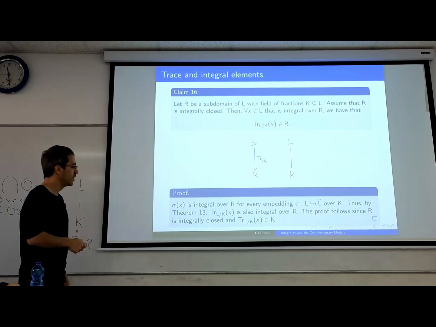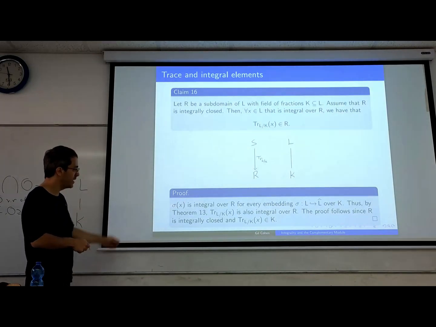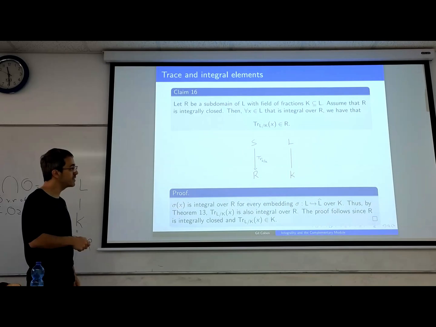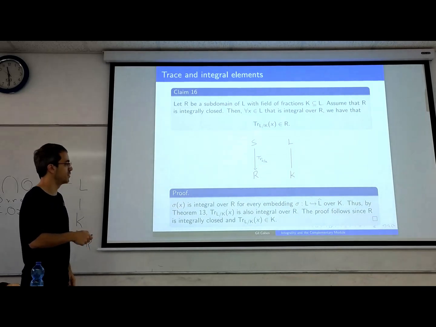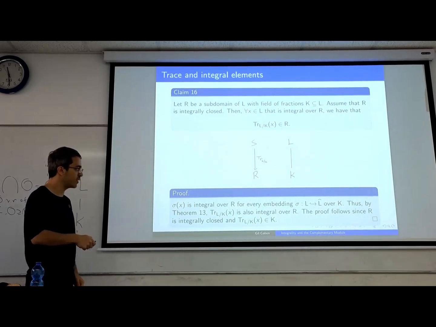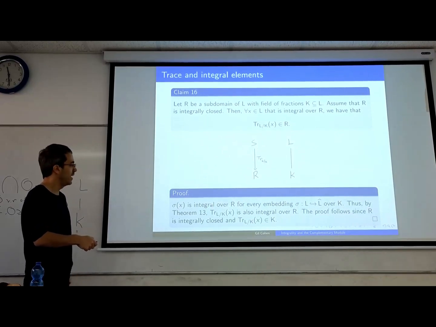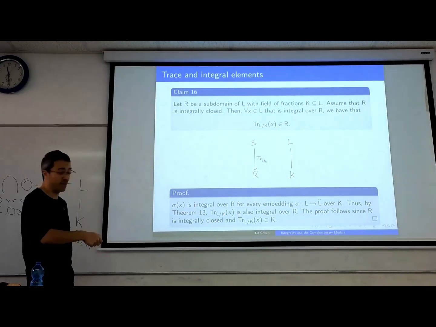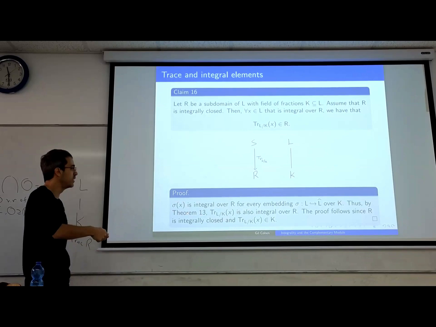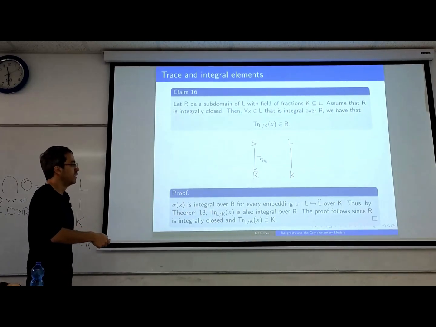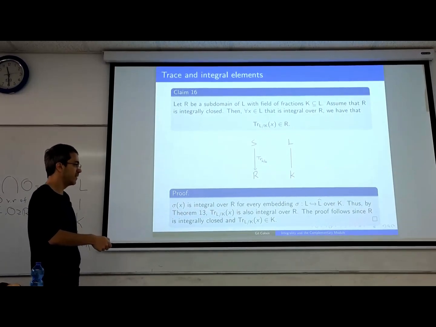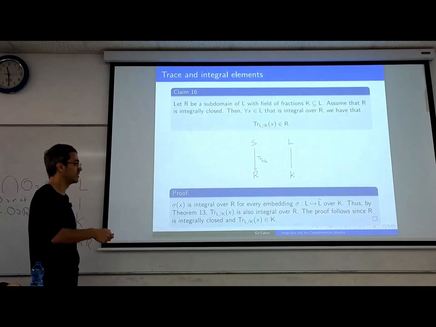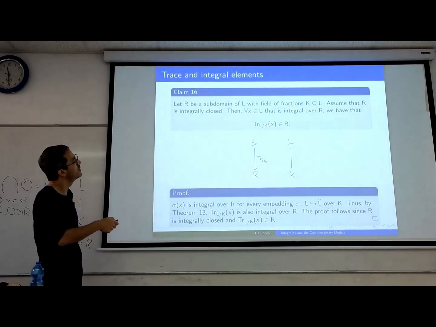So why is it true? We know that sigma of x, any K-conjugate of x, where x in L is integral over R, is also integral over R. We said that, the same witness. And so the trace, which is just a function of all of those, is integral over R as well. It's just a function of things that are integral over R. And we know that R is integrally closed by assumption.